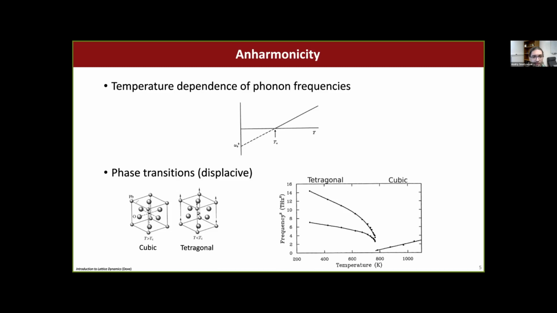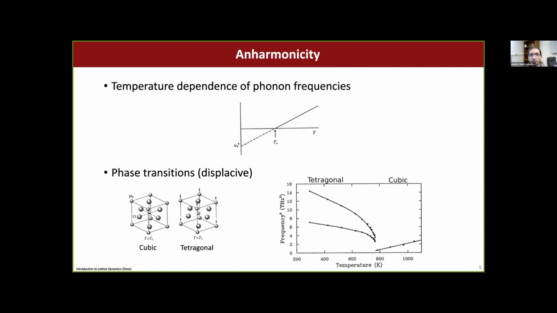A good example is PbTiO3, which is a ferroelectric material. At low temperature, it is tetragonal, but at high temperature, it is cubic. So if you try to do a harmonic calculation on the cubic structure, you will see imaginary modes. But if you include the anharmonic contribution, after some temperature you will stabilize the structure. And here is an example, again, for one particular mode, where you can see the dependency of frequency on temperature.